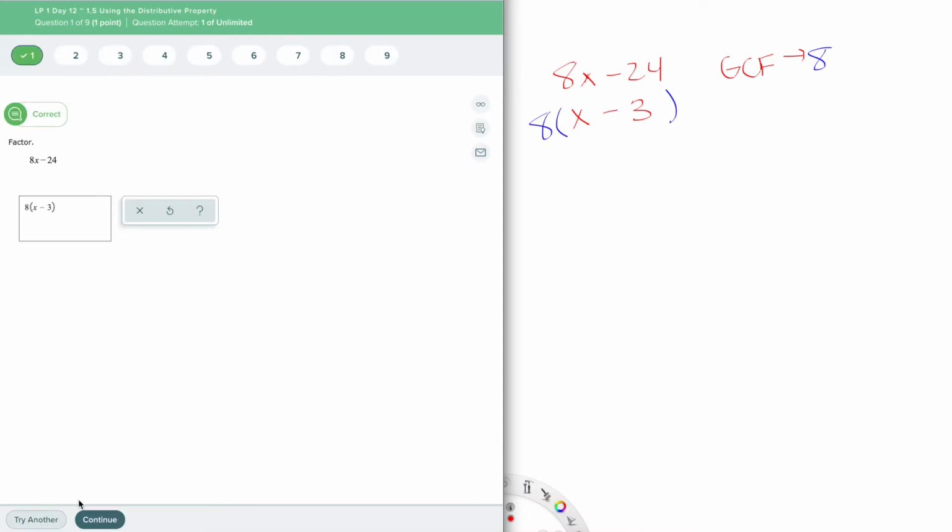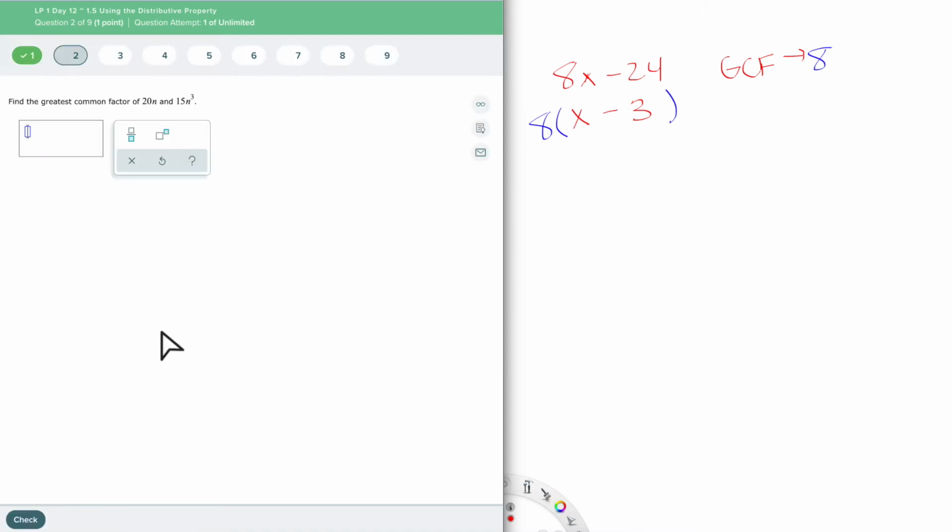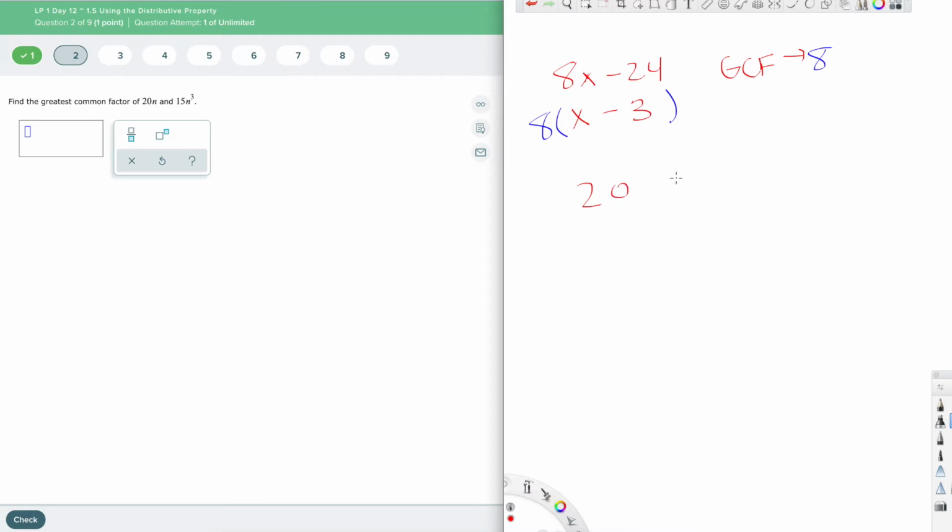All right, next. Find the greatest common factor of 20n and 15n cubed. With this one, you want to find the greatest common factor of 20 and 15. The biggest number that can divide both 20 and 15 would be 5, right? 20 can divide by 5 and 15 can divide by 5. They both can't divide by anything bigger than that.